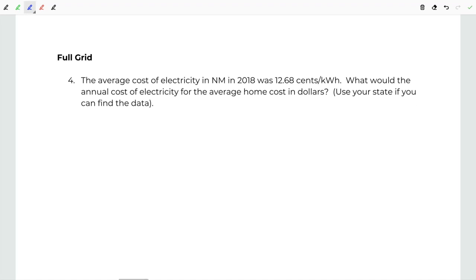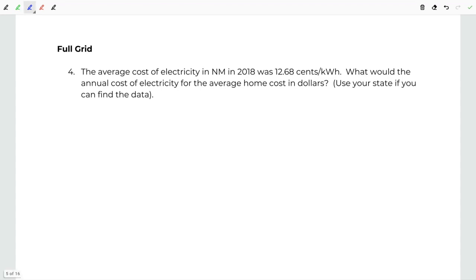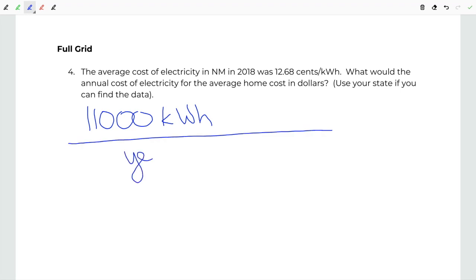So the average cost of electricity in New Mexico in 2018 was $12.68 per kilowatt hour. What would the average annual cost of electricity for the average home be in dollars? So if you'll recall, way back at the beginning, I told y'all that the average home uses 11,000 kilowatt hours per year.